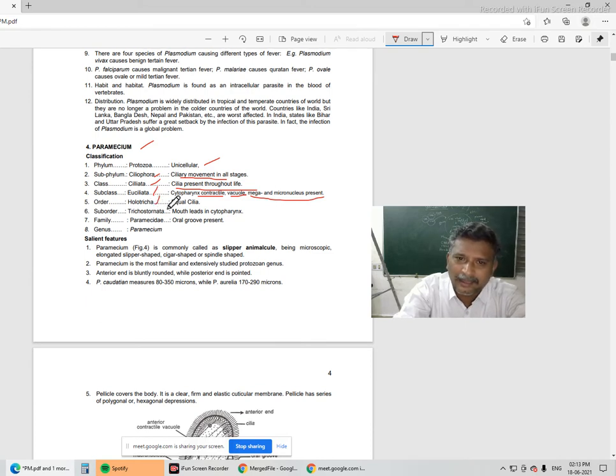Order Holotricha, equal cilia. Holotricha means cilia all over the body. Peritricha, they may be present all around the mouth of the organism only, but here it is holotricha and equal cilia. The length of cilia is all equal. Now suborder Trichostomata, where the mouth leads to cytopharynx. Family Paramecidae, oral groove is present. Genus is Paramecium and species may be Paramecium caudatum.